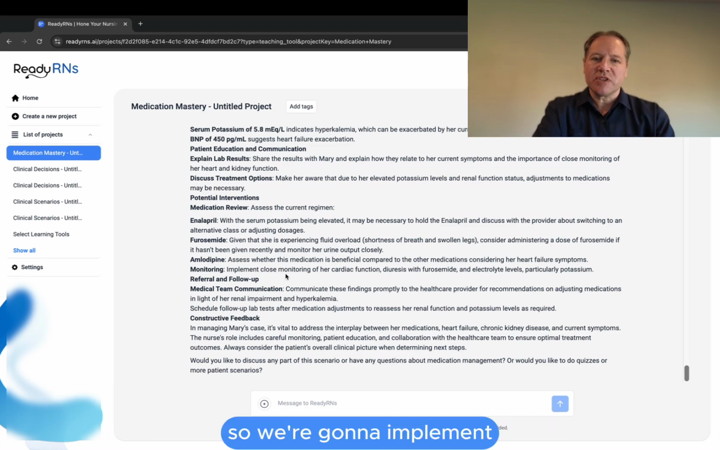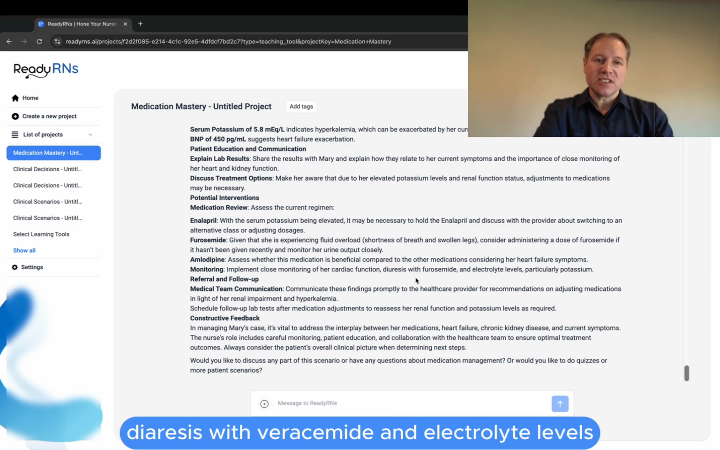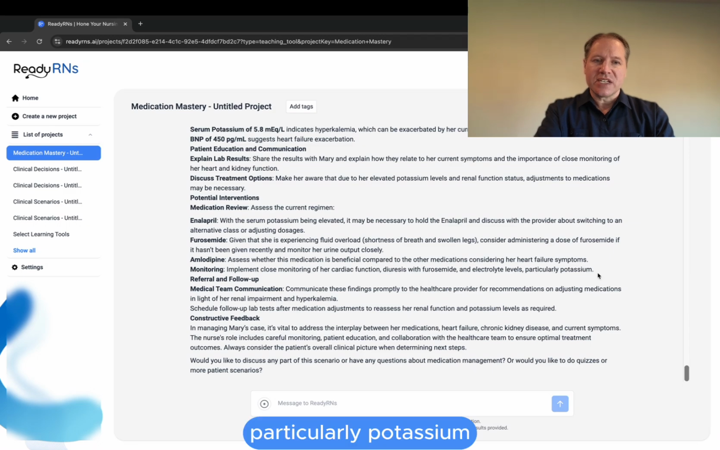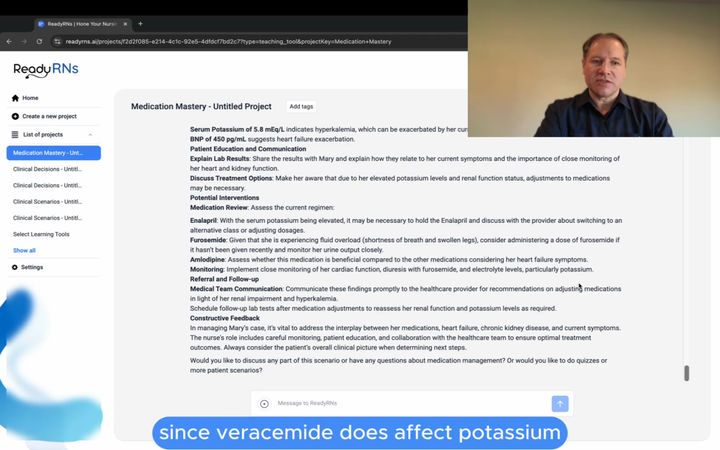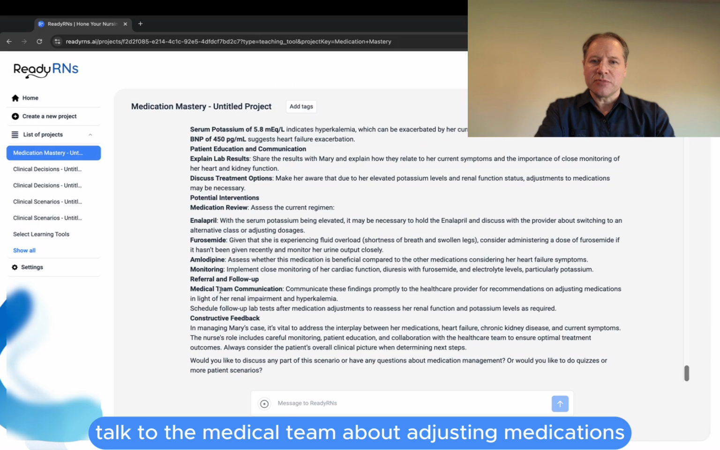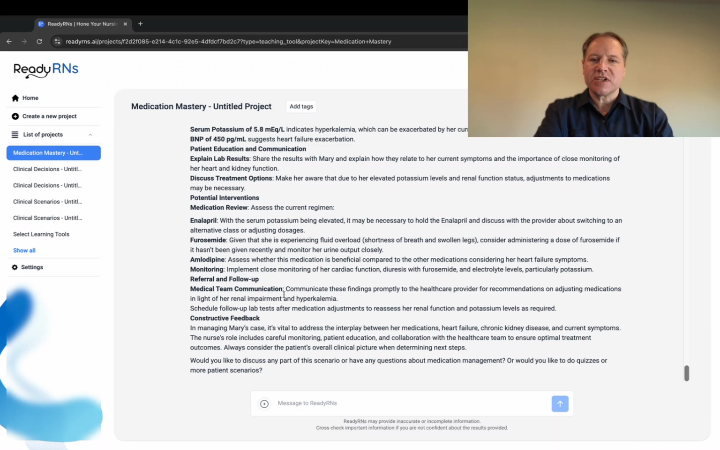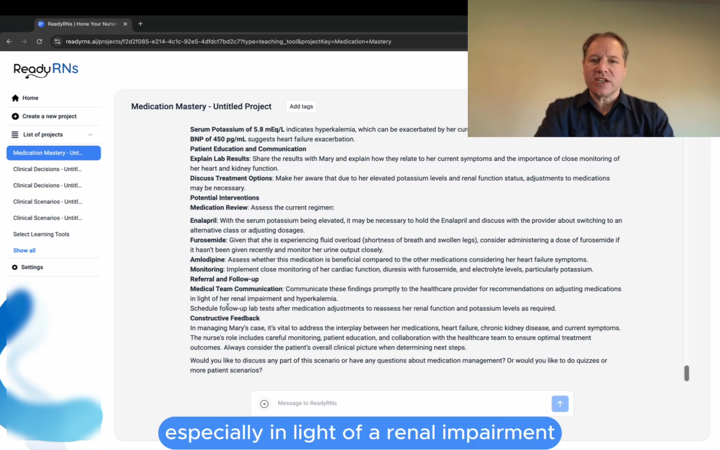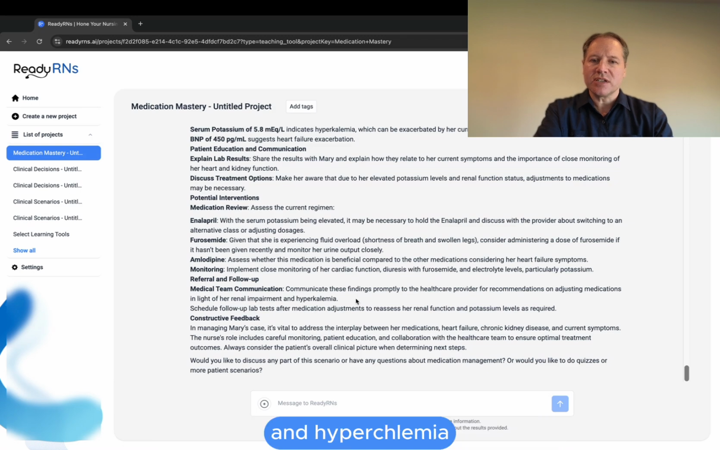So we're going to implement close monitoring of her cardiac function, how she responds to diuresis with furosemide, and electrolyte levels, particularly potassium, since furosemide does affect potassium. Talk to the medical team about adjusting medications, especially in light of her renal impairment and hyperkalemia.